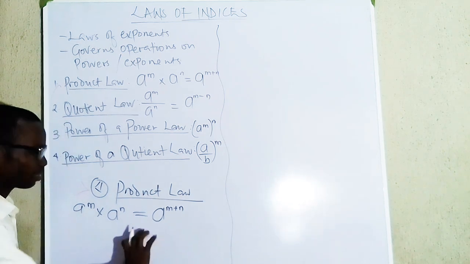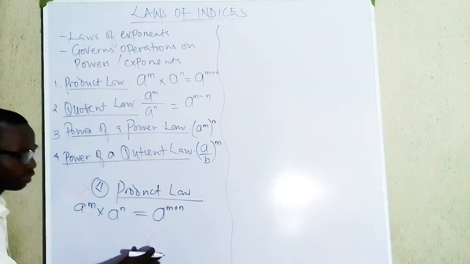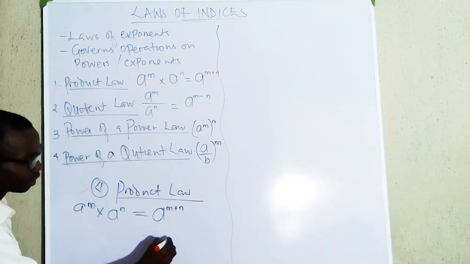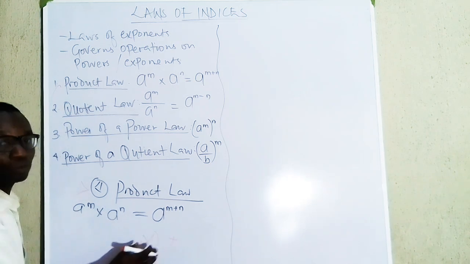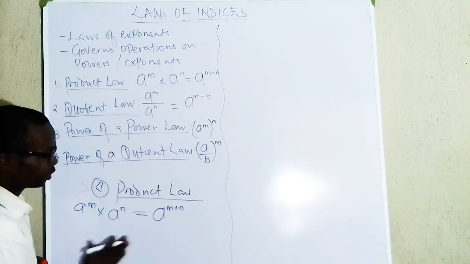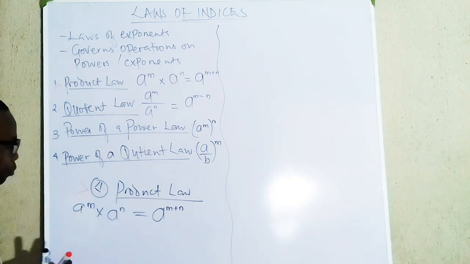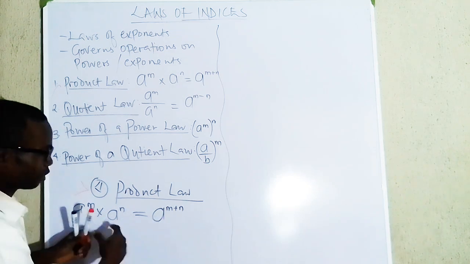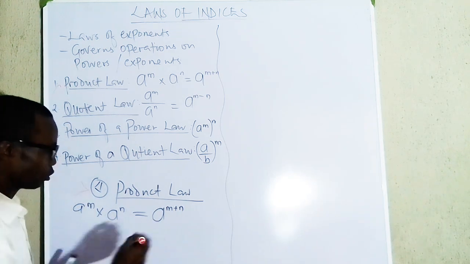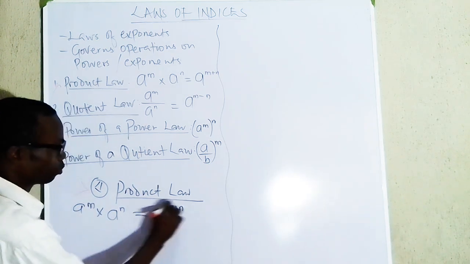Now let me look at a very simple way of remembering it. Times is like turning it this way. Turn it this way and let it stand. It becomes plus. So what you do basically in this product law is turn this times here to plus, just a way of knowing it. So it's going to become this. This is what you have.